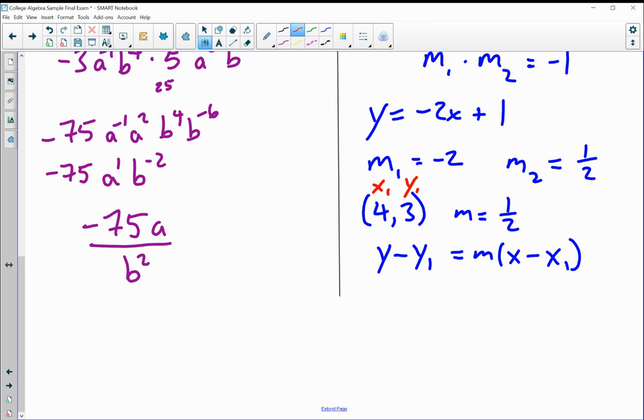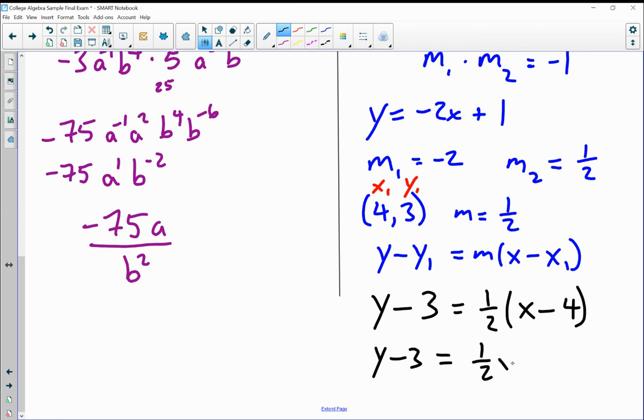So we plug it in. So we have y minus y1, y minus 3 equals 1/2 x minus 4. Okay, now we'll just distribute the 1/2. So we have y minus 3 equals 1/2 x minus 1/2 times 4 is 2. Okay, and then the last step, we can add the 3.